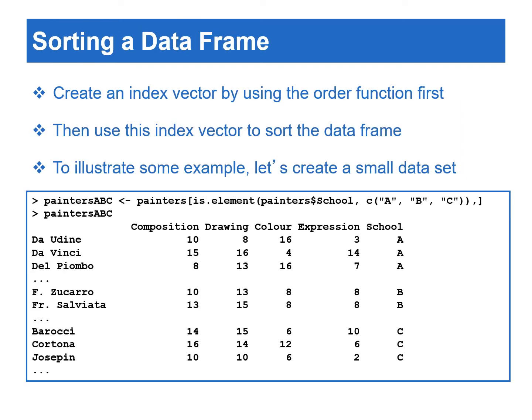To sort a data frame by using one or more variables, we need to create an integer index vector by using the order function. Then we can use this index vector to sort the data frame. For illustration purposes, Painter's ABC is created by keeping only the observations with school variable equaling A, B, or C. We will use this data frame to illustrate how to sort the data.